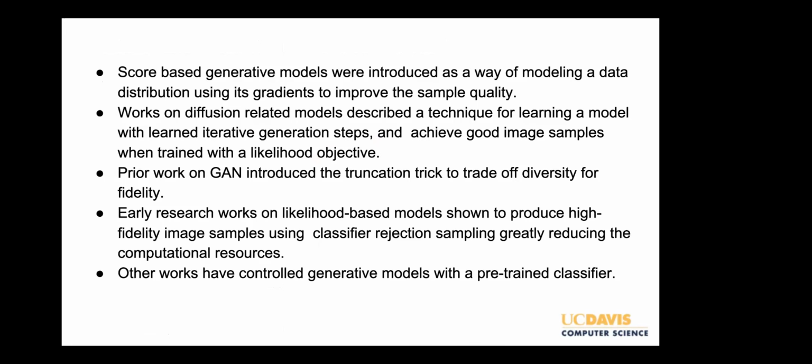Some of the related works are score-based generative models for modeling the data distribution; using these gradients improves the sample quality. There are diffusion-related models for learning a model with learned iterative generation steps that achieve good image samples with a likelihood objective. And GANs introduced the truncation trick to trade off diversity for fidelity. There are other works that control generative models with a pre-trained classifier, and works on likelihood-based models that produce high-fidelity image samples using classifier rejection. So these are some related works to the proposed paper.